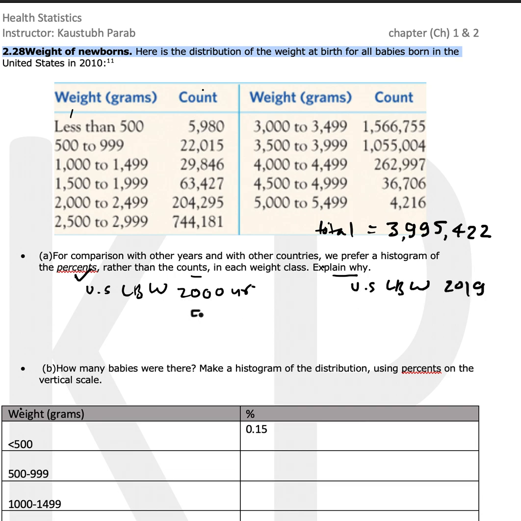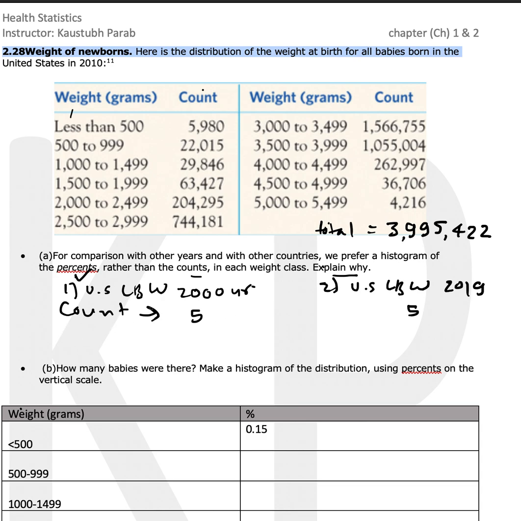Let's say we only have, as an example, 5 low birth weight babies, just for simplicity. By looking at count only and plotting a histogram with count, we can see that for these two different years, the US had the same number of low birth weight babies. But that might not actually be the same because it also depends on out of how much population. And we know that the population is changing, especially in the developing countries.